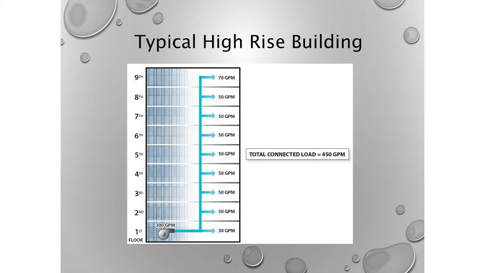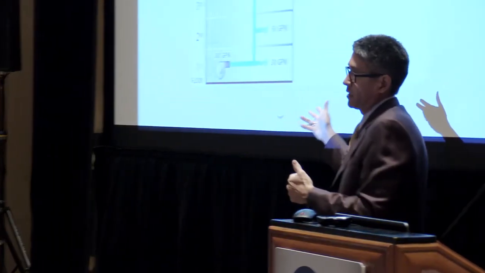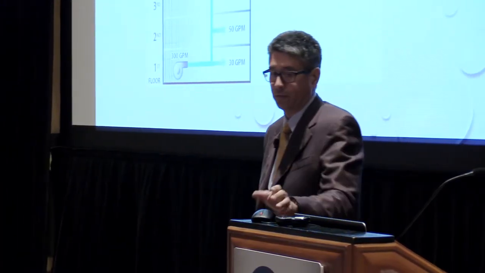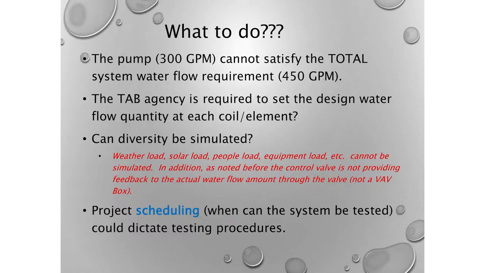So let's look at a building. Typical high-rise. High-rise for us, Des Moines, Iowa, okay, so 9 floors. In this scenario, we're going to say we've got 450 GPM, 3 GPM a pump. So same example of what we were just talking about, 33% diversity. We look at that and we say, what are we going to do? How are we going to balance it? Okay? If I only have 3 GPM a pump, how am I going to approach getting design water flow at every element?